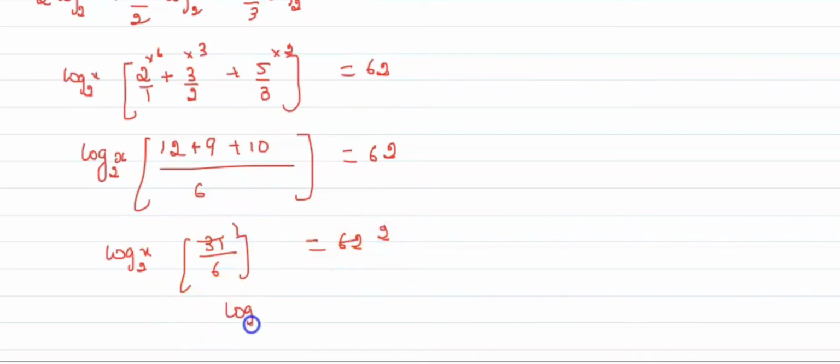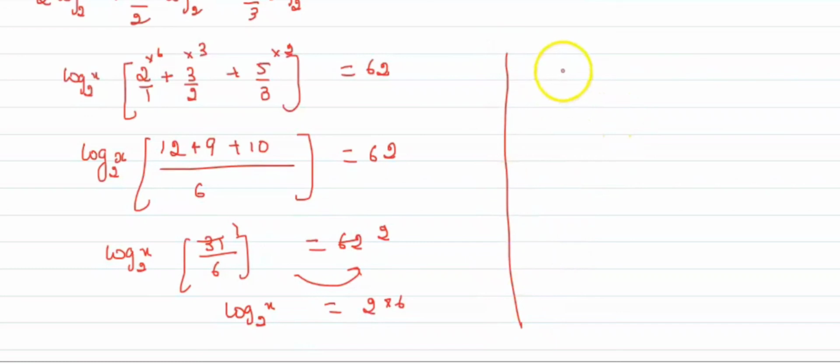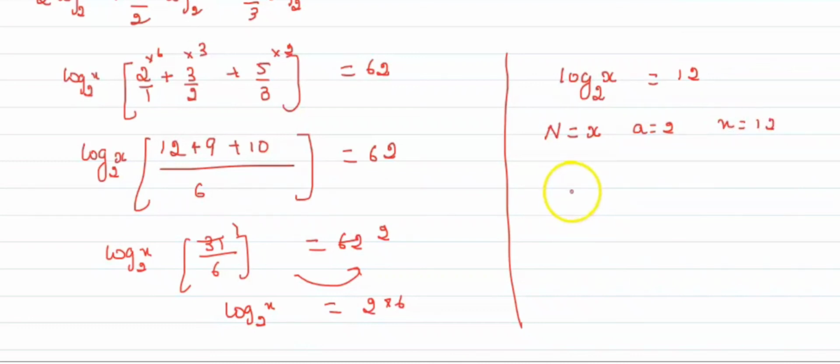31 ones are 31, 31 twos are 62. So log x to the base 2 is equal to 2 into 6. This division, when it comes to the other side, will be multiplication. So log x to the base 2 will be equal to 6 twos are 12. Since it is in the logarithm form, let me write it in the exponential form. Before that, write the values of a, n and x. N is x, a is 2, whereas x is 12. So a power x is equal to n, that is 2 power 12 is equal to x.